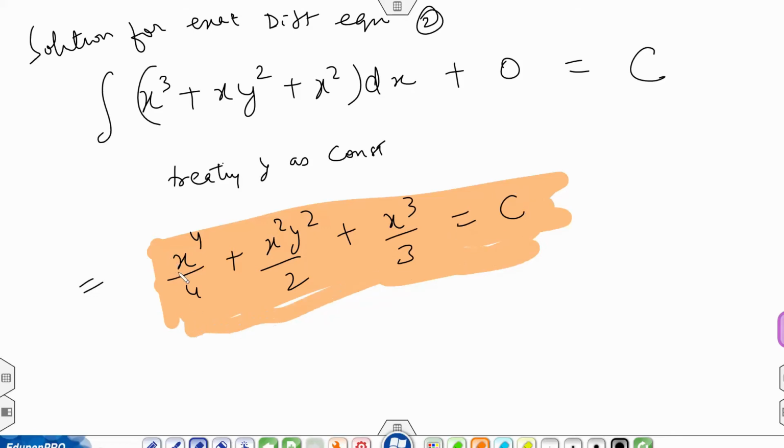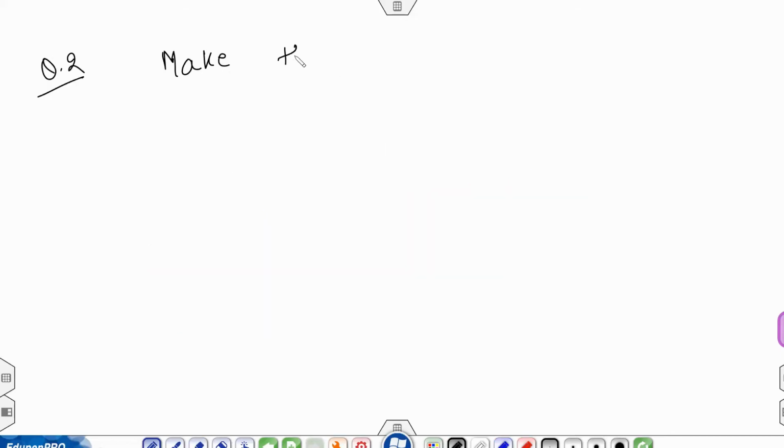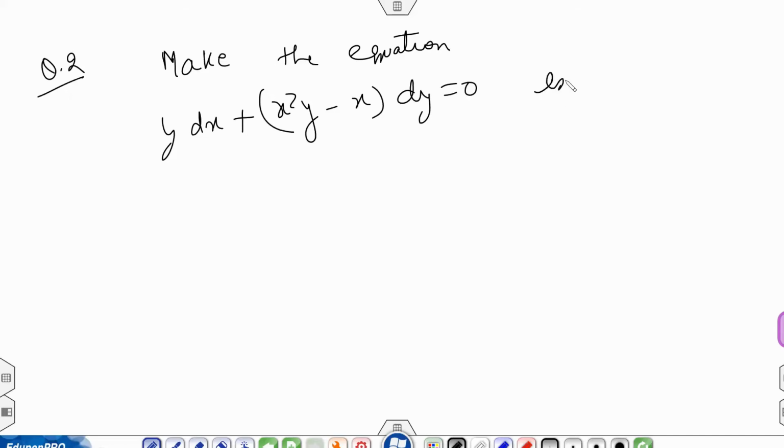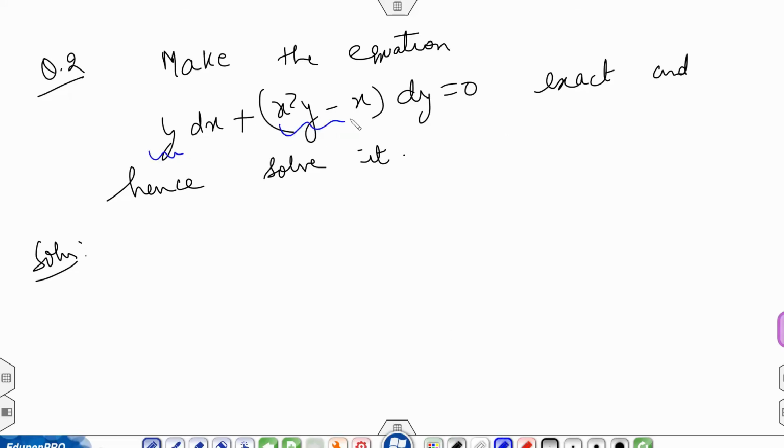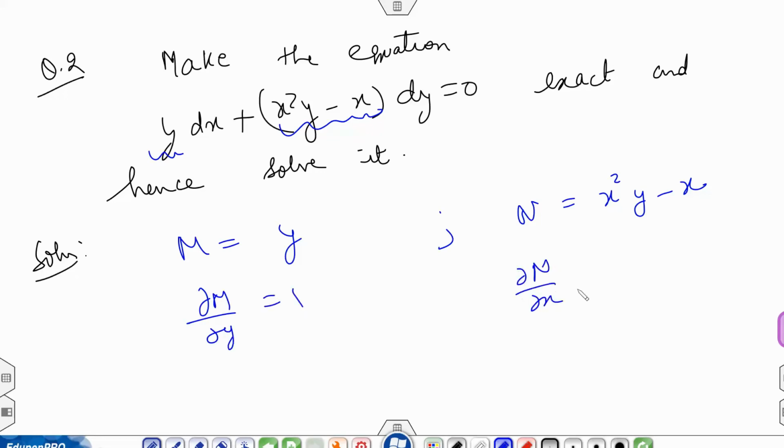Now let us do another example. So I'll write this as: make the equation y dx plus x square y minus x dy equal to 0 exact, and hence solve it. For finding the solution, firstly check what is your m. This is your m and your n is x square y minus x. So del m by del y will be equal to 1 and del n by del x is equal to what? 2xy minus 1. So you can easily see that it is not exact, since del m by del y is not equal to del n by del x.